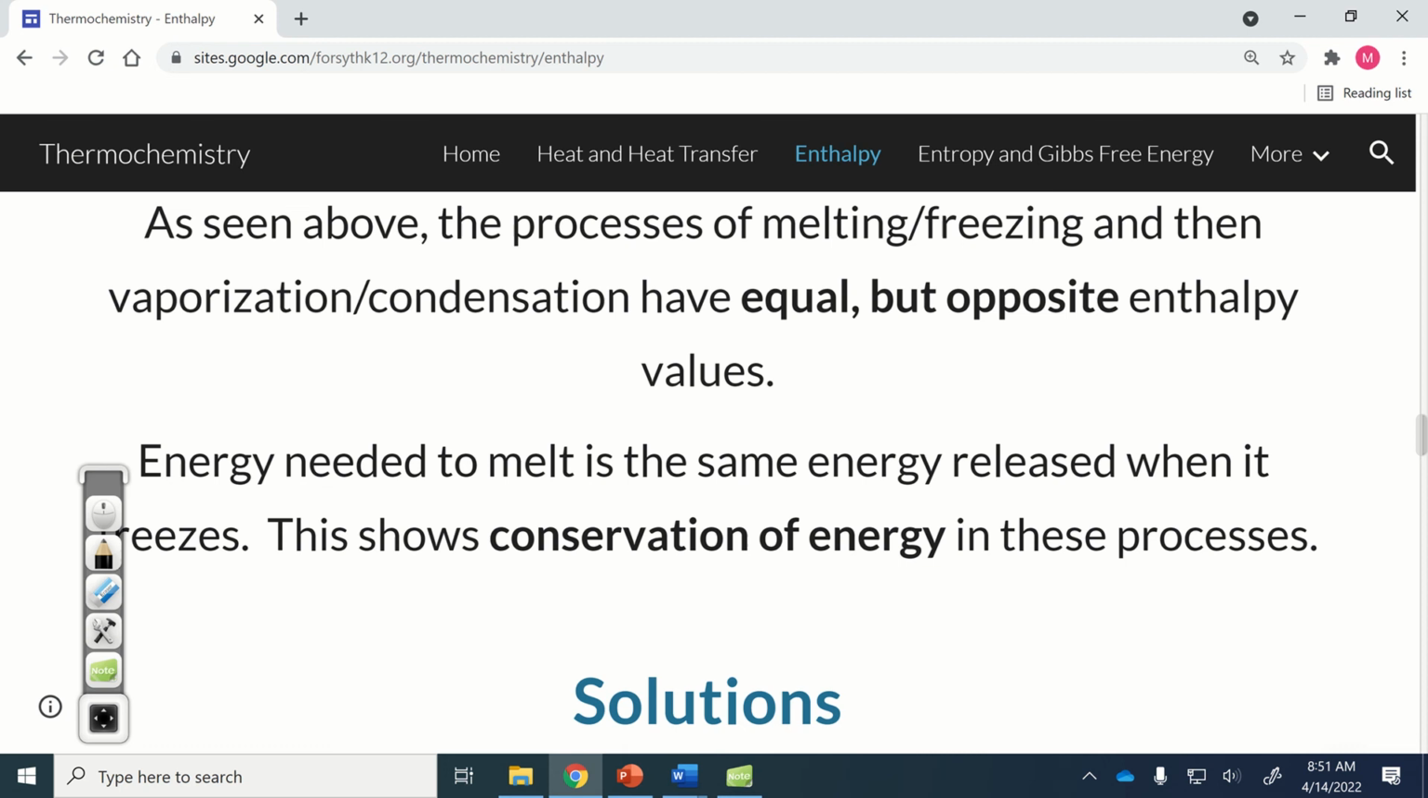The processes of melting and freezing, and then vaporization and condensation, have equal but opposite enthalpy values. This is where I always have some people who, if I ask what the melting point is, I say 0, and then I ask what the freezing point is, and they'll tell me like -5. No, the freezing point of water is also 0. 0 is where it's going back and forth between melting and freezing. Same thing with vaporization and condensation at 100 degrees. The energy needed to melt is the same energy released when freezing. This shows the conservation of energy in these processes.